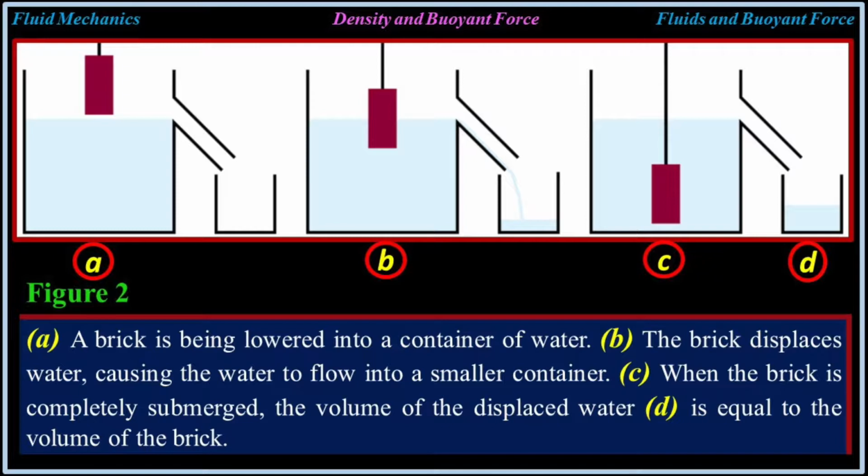Figure 2. A, a brick is being lowered into a container of water. B, the brick displaces water, causing the water to flow into a smaller container. C, when the brick is completely submerged, the volume of the displaced water, D, is equal to the volume of the brick.